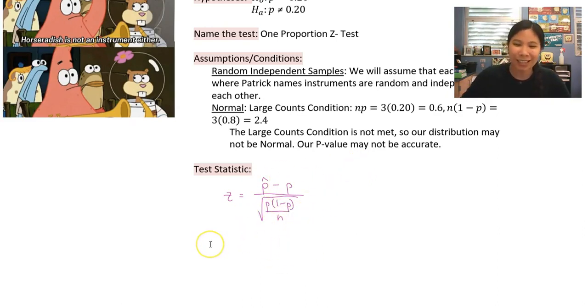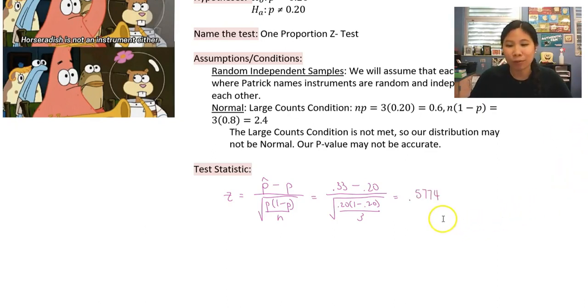Okay, but plugging things in from here, p hat is the proportion we got from our samples. So that's when we said 33% was Patrick's accuracy here. And p is the number from our hypotheses, so that's the 0.20. And so our standard error is found using that hypotheses number. So 0.20 times 1 minus 0.20 over 3 as our sample size. And from that we get a z-score of 0.5774. Okay. So moving on, next is our odds.